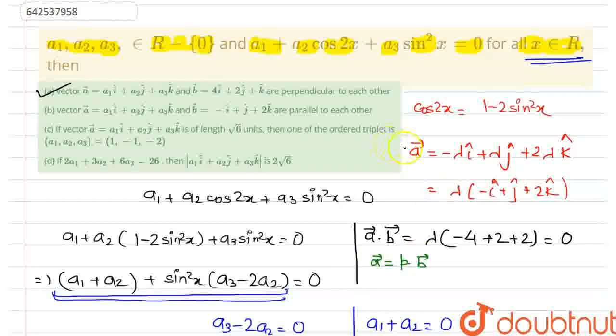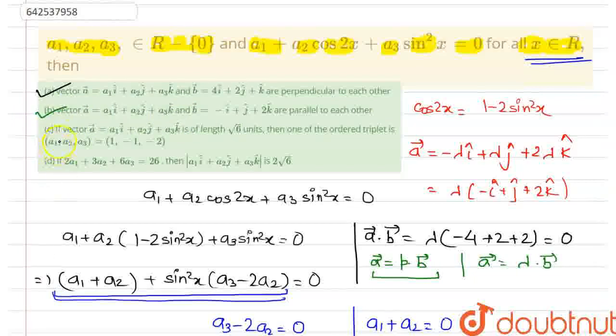Now note here that we can write A vector as A vector equals lambda times B vector, since this is nothing but B vector, where lambda is a scalar. Thus we can write A vector in this form, that is, we can say that A vector and B vector will be parallel to each other. That is, option number B is also correct.